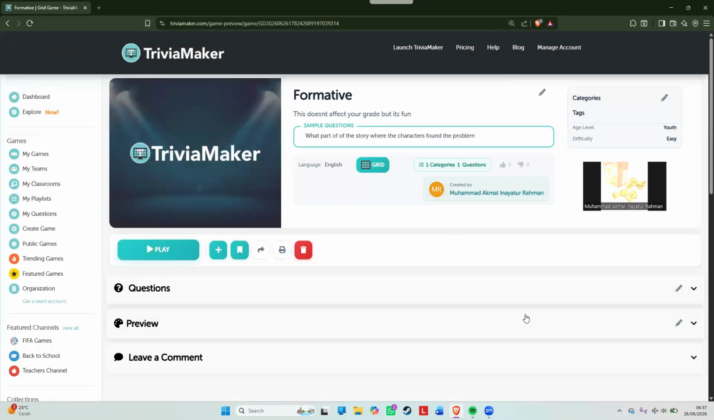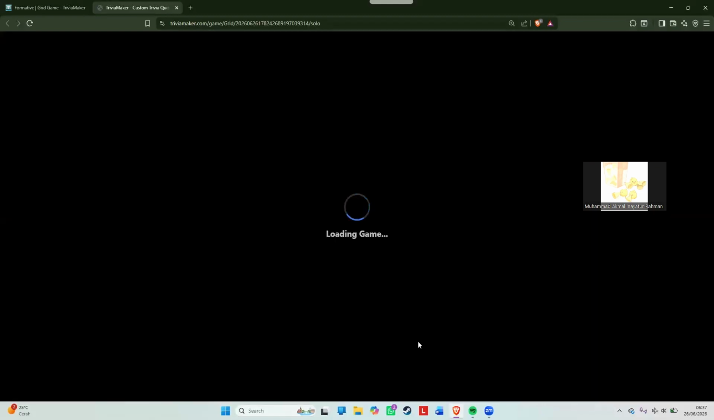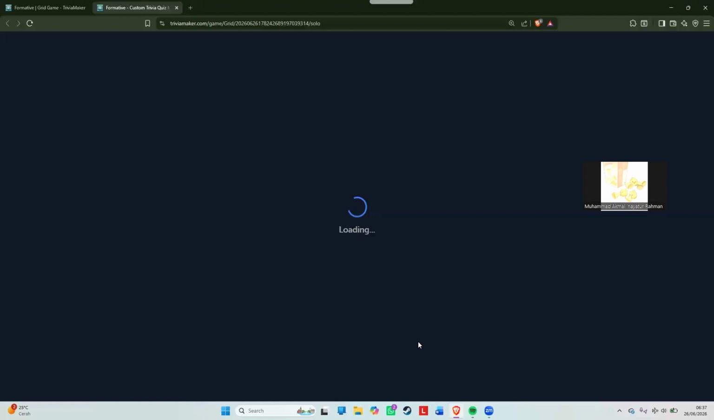Now, here you will find that it is ready to be used. Now, there are three choices. You could go on classic mode, crowd mode, or solo and share. Here I'm going to use solo because I don't have my students right now. And I will give you an example on how the game works.